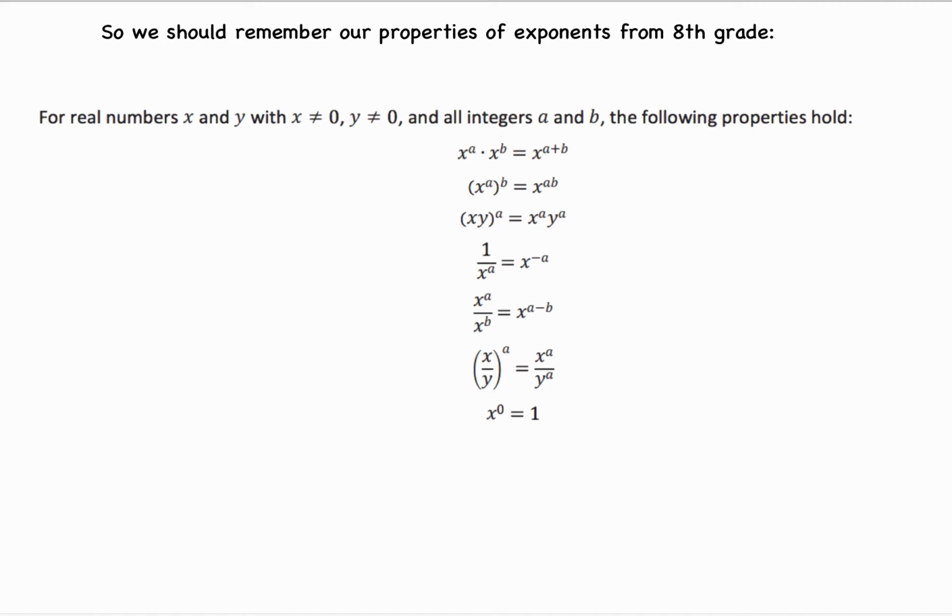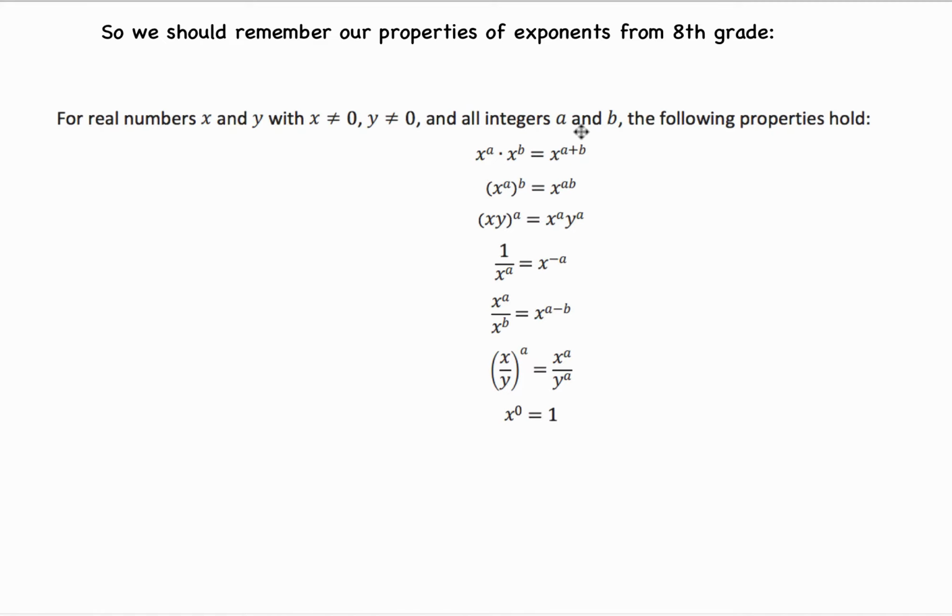All right, so we have our properties of exponents to remember. For all numbers x and y, as long as x and y don't equal 0, and their integers a and b, these are the following properties that should hold. Remember, when multiplying, we add exponents together. When we have a power raised to another power, we end up multiplying the exponents together. That's the shortcut. And really, this is still a power to a power, because these powers are really 1, and a times 1 is a.